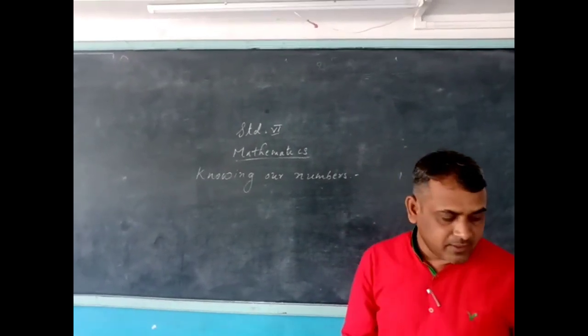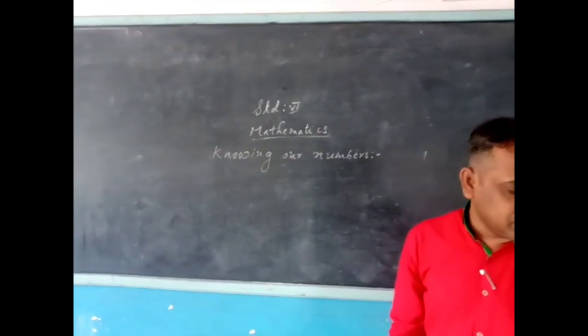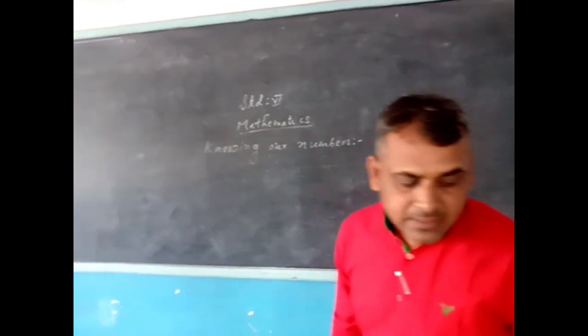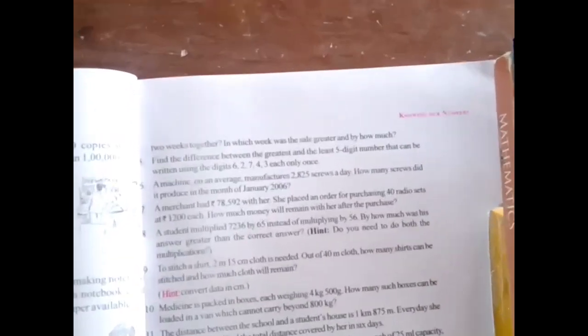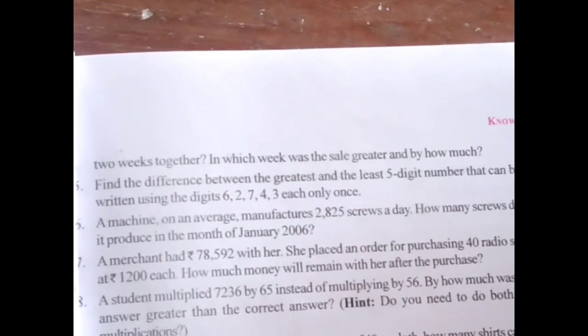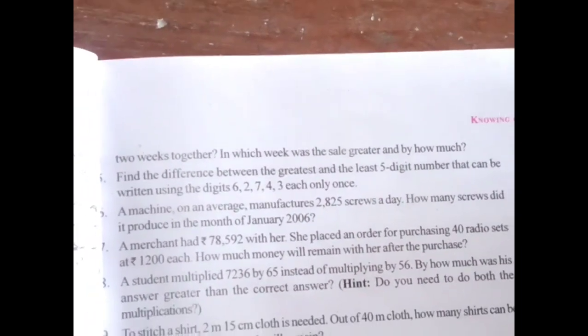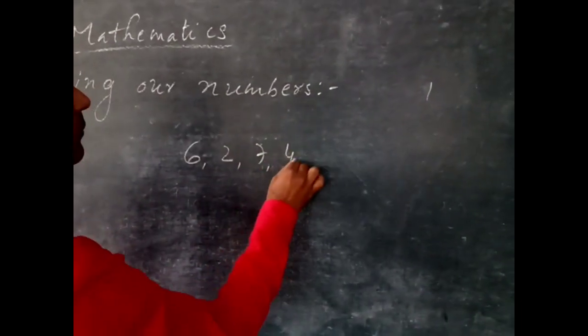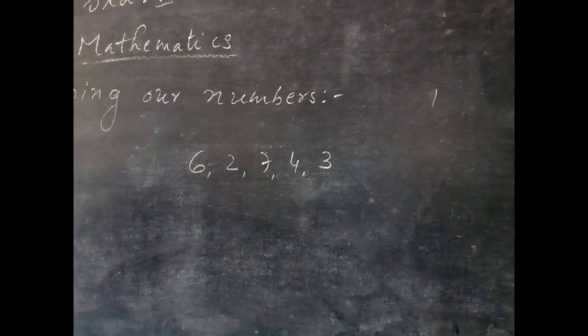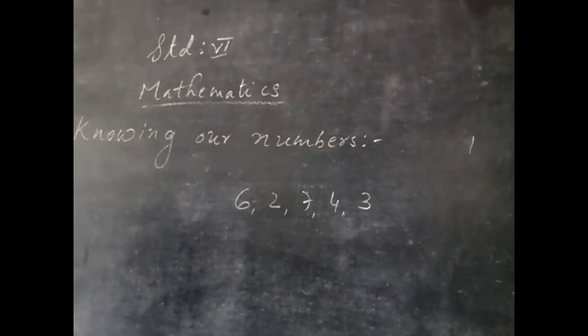In the last period we learned Exercise 1.2, examples 1 to 4. Now we are going to learn from example number 5. See the fifth one. Find the difference between the greatest and the least 5-digit number that can be written using the digits 6, 2, 7, 4, 3, each only once. Which are the digits given over here? 6, 2, 7, 4 and 3. We have to find the difference between the largest number and the smallest number made from it.